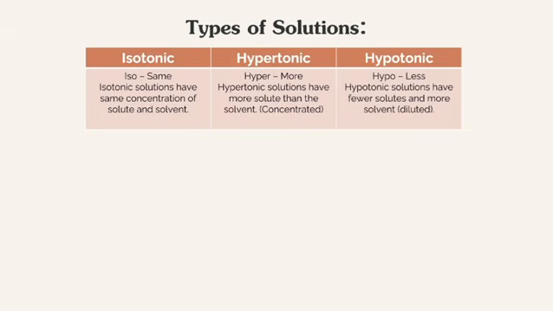And now let's talk about the different types of solutions. The main three types of solutions are isotonic, hypertonic and hypotonic. The first one is isotonic. The word iso means same. So in isotonic solutions there is the same concentration of solute and solvent, meaning the same number of molecules of solute and solvent. In hypertonic solutions, the word hyper means more. So in hypertonic solutions there is more solute than solvent, meaning the solution is concentrated. Whereas in hypotonic solutions, hypo means less, so there are fewer solutes and more solvent. It is a diluted solution, so there is less solute and more solvent.